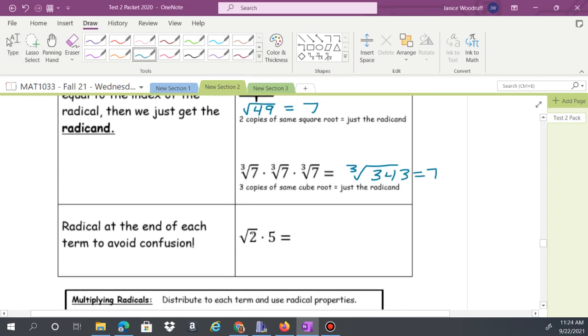And then here, you always want to put the radical at the end. Okay, because you could write that and then go down to your next line and think that that's 25. But that's really 5 times the square root of 2. So that's going to go at the end. So you would do numbers, then letters, then your radical.